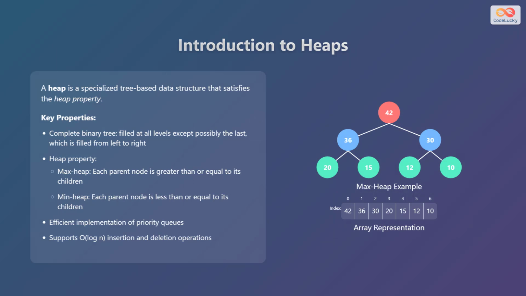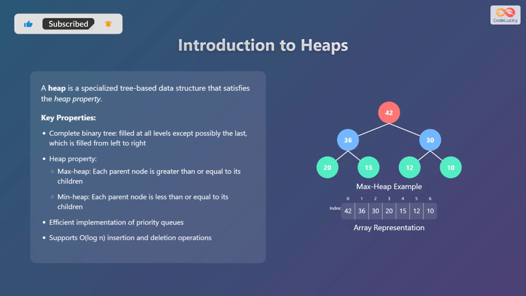Let us introduce heaps. A heap is a specialized tree-based data structure that satisfies the heap property. Here are some key properties of a heap. A heap is a complete binary tree, filled at all levels except possibly the last, which is filled from left to right. Heap property can be of two types, a max-heap or a min-heap.